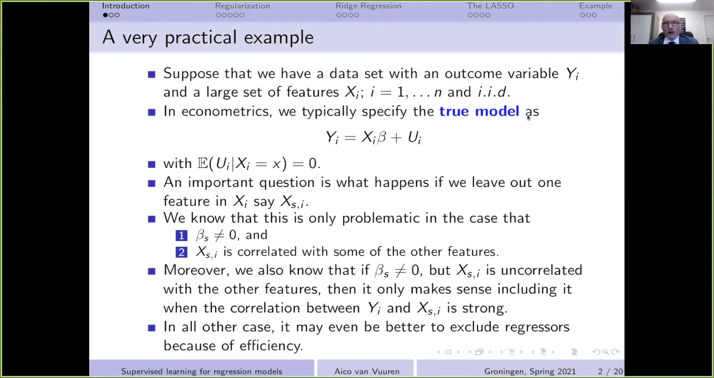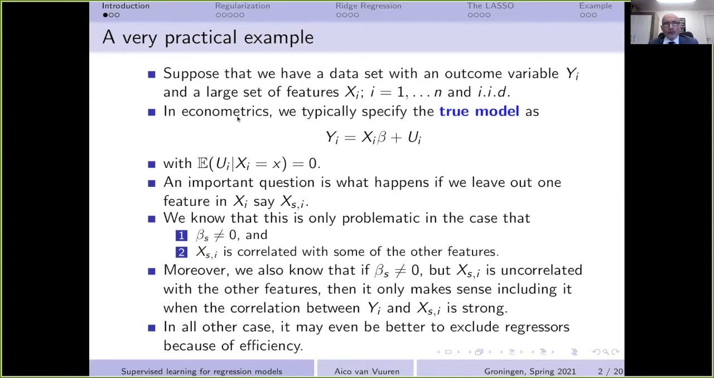Well, what we already know is that we have an outcome variable, yi, that we would like to predict, and we typically have a large set of features, this xi that we have over here, where i is going to run from 1 till n, and we're going to have this assumption of iid. There's nothing new with respect to that. And let's start to recap a bit of what econometrics is about at the moment that we're going to look at a regression model.